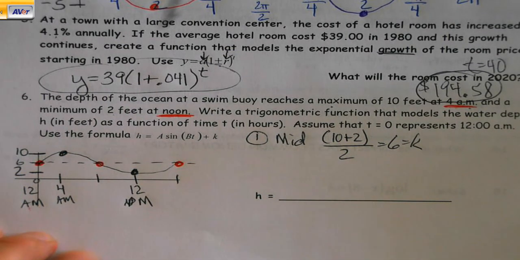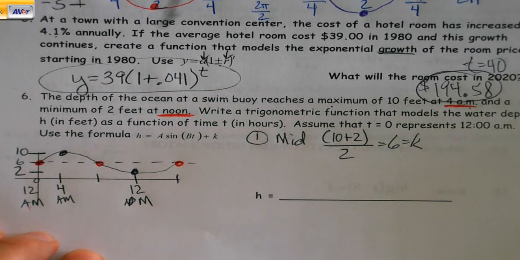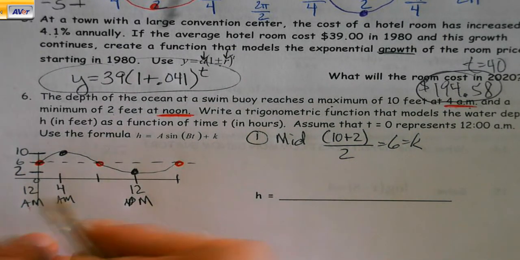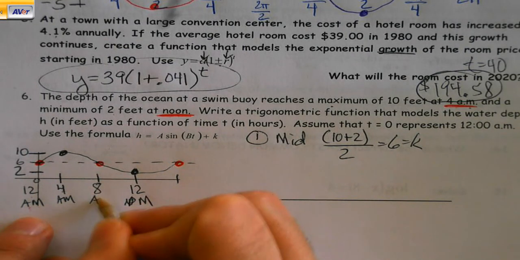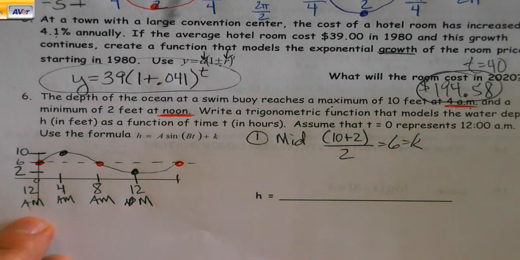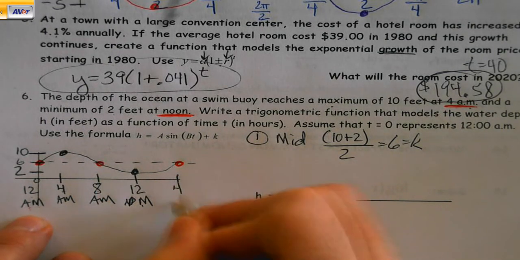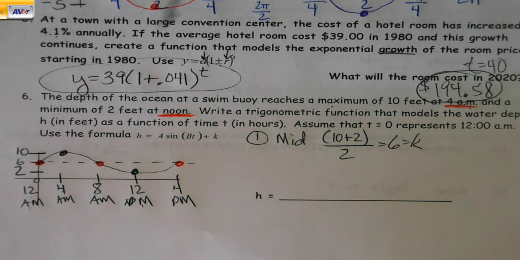So graphically we're ready, and now I just follow my pattern. 12 to 4 is 4 hours. 4 to 8 a.m. would be 4 hours. If I've done it right, 8 plus 4 is 12 p.m. Good deal. And 4 more hours at the end. So I've got that ready to go.